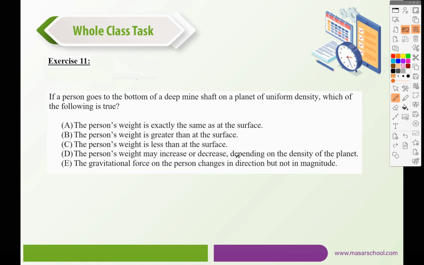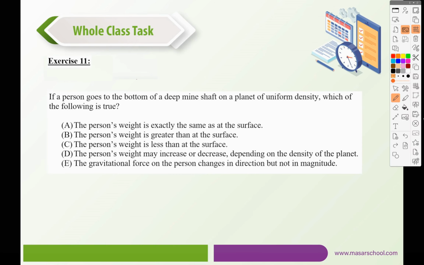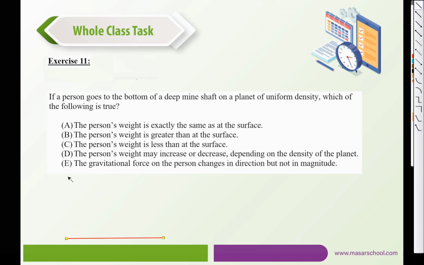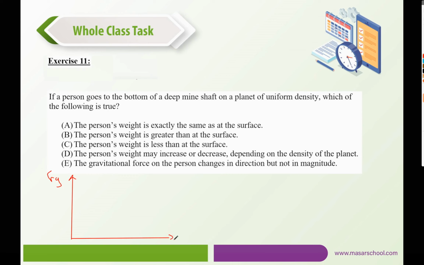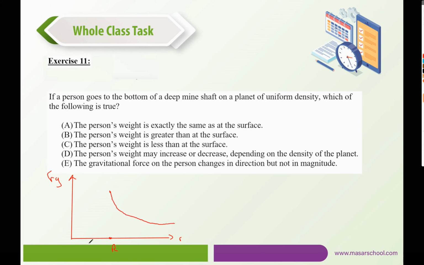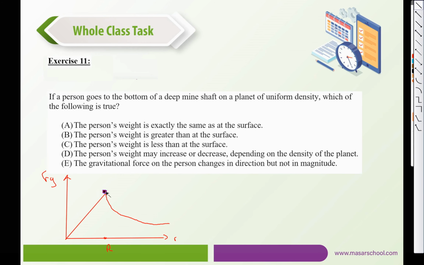Now exercise 11. If a person goes to the bottom of a deep mine shaft on a planet of uniform density, which of the following is true? Now remember, if we plot Fg versus R, if this is the radius of the planet, now here it will be hyperbolic, and from the center to the surface of the planet it is linear, and we have investigated this in class 2.